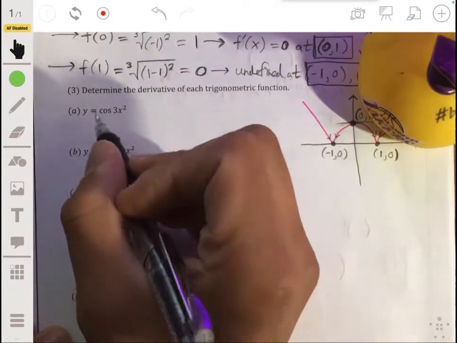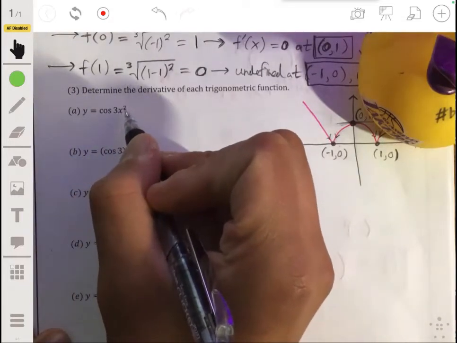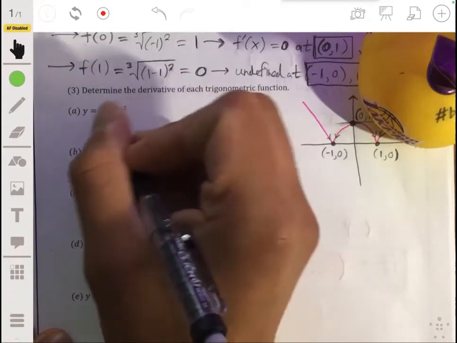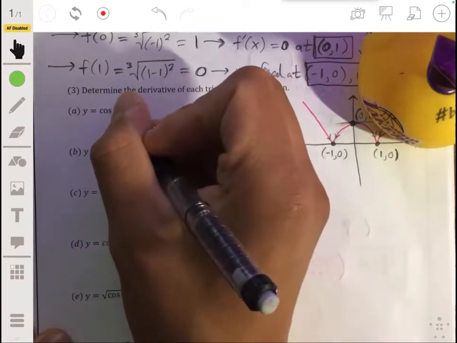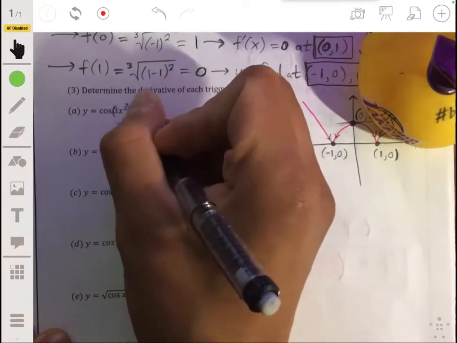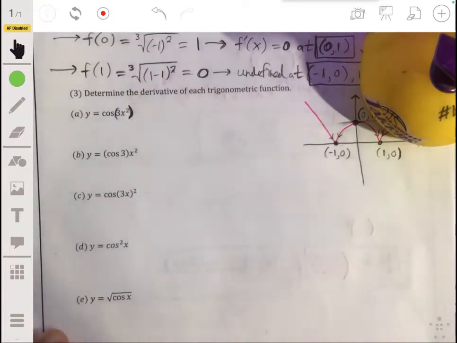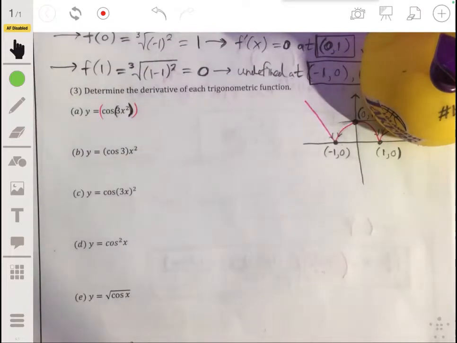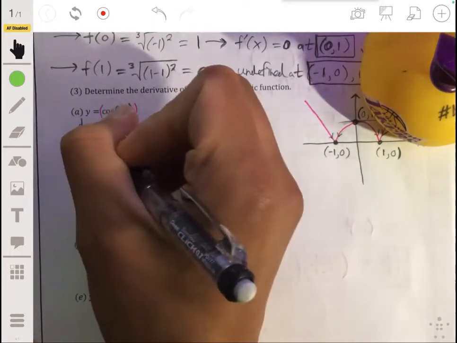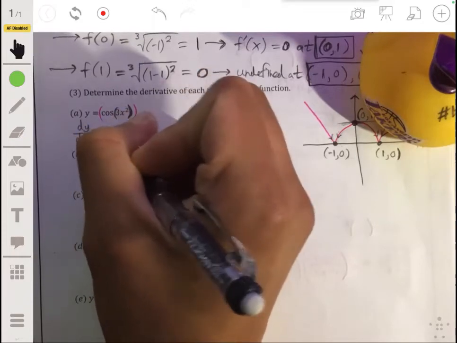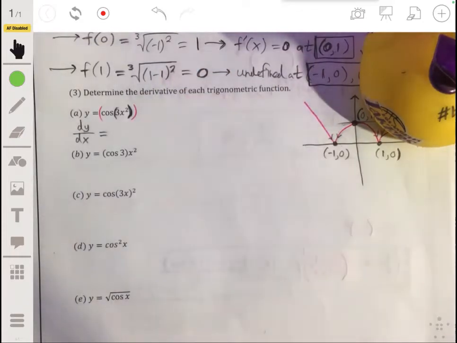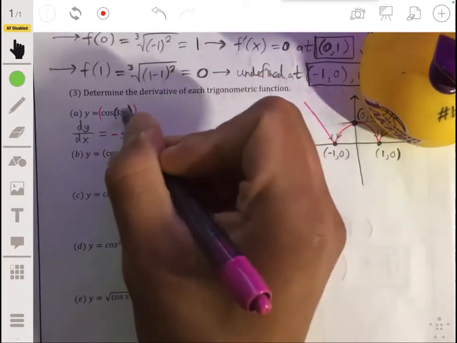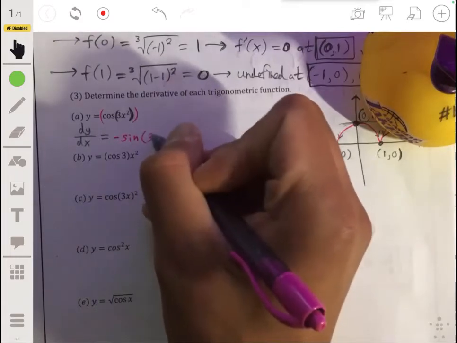So the first one we have y is equal to cosine of 3x squared. When it's written like this in textbooks, and they usually don't put parentheses around, that means the inside function is 3x squared, and the outside function is a cosine function. So if you want to find the derivative of y with respect to x, dy/dx, we take the derivative of the outside function, so the derivative of the cosine function, which is negative sine, of whatever that is, negative sine of 3x squared.